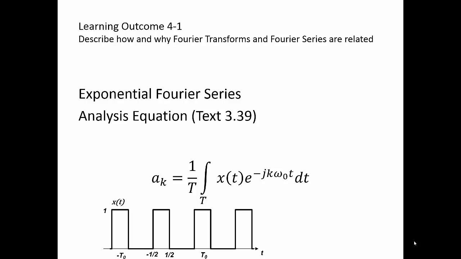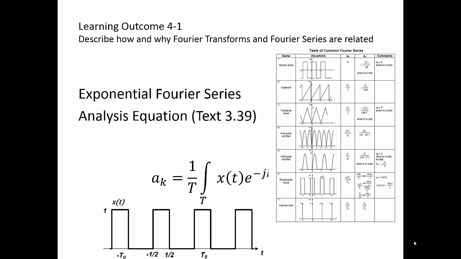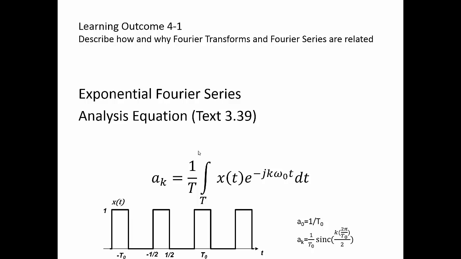We're going to consider this rectangular pulse train. It was on the table of common Fourier series that you had from Chapter 3. It was signal number 6, and the A0 and A sub k were provided for you. Those values, using a height of 1 and a rectangular width of 1, produce an A0 of 1 over T0 and an A sub k of 1 over T0 sinc of k times omega naught, which is 2 pi over your period, divided by 2. These are right from your table. Check out how I got those.